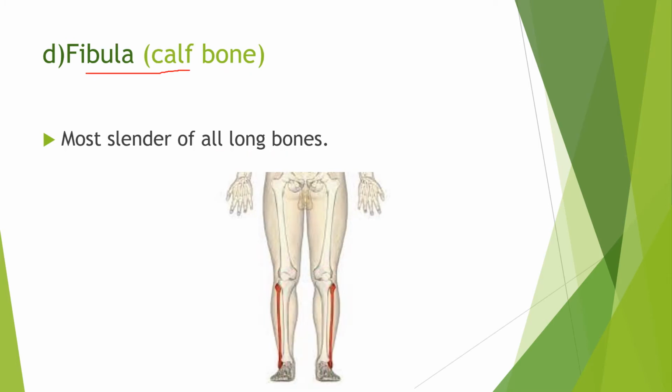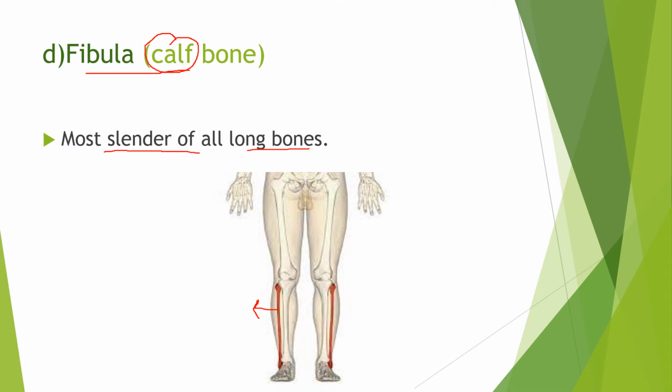The next bone which is also present at the lower leg is the fibula. Tibia and fibula both are the bones that are present in the lower leg, but the difference between the tibia and fibula is that the fibula is smaller than tibia in length, and it is also the cylinder bone. It is commonly called calf bone because of its position, and the most important thing about the fibula is that it is the most cylinder of all long bones.